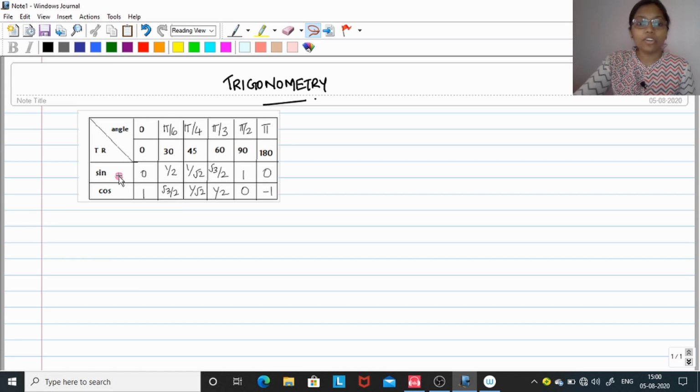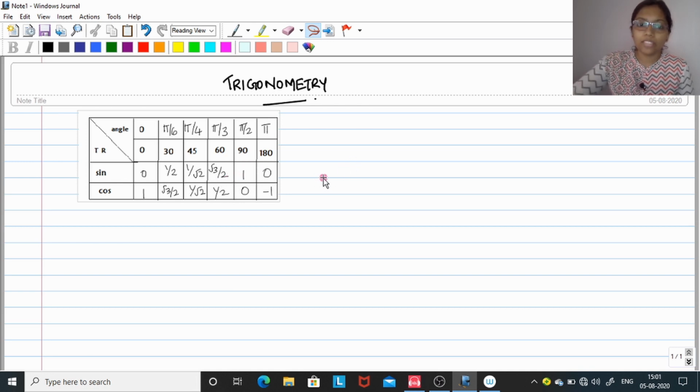See, I have written only sine and cos here. 4 more are there: tan, cot, cosec and sec. I have written sine and cos only because those are the basic. Once you find the values of sine and cos for different angles, you will definitely get the other ratios also. Here you can see the angles started from 0 and 30, 45, 60, 90, 180. For these angles I have written the sine and cos values, isn't it? Sine 0 is equal to 0, sine 30 equal to half, sine 45 is 1 by root 2, that is how you read. Sine 180 equal to 0, etc.